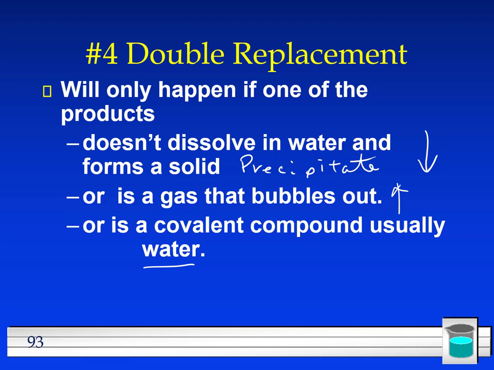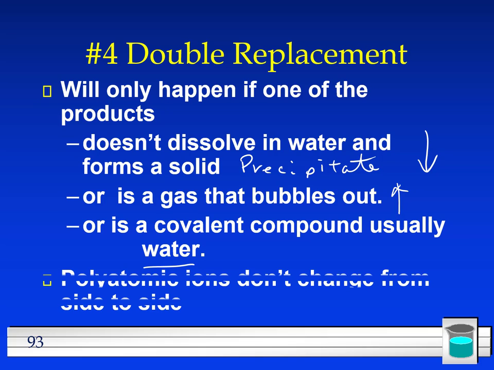Now we talked about the transition metals with the Roman numerals, that their charge had to stay the same on both sides. Your polyatomic ions don't change from one side to the other either. So leave them together as a group, balance them as a unit.